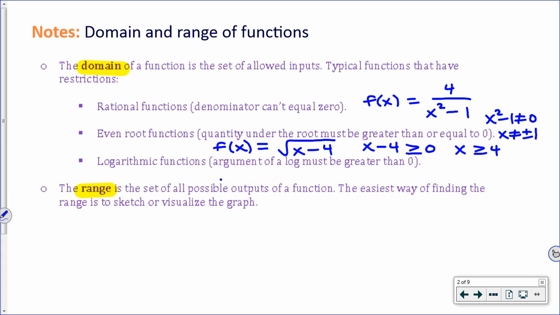Logarithmic functions are also restricted because the argument of a log cannot be negative or 0. So in this case, you want to take whatever your argument is from the log, x squared minus 1 here, and say that it has to be greater than 0, not greater than or equal to, and then solve the inequality in order to determine your domain.